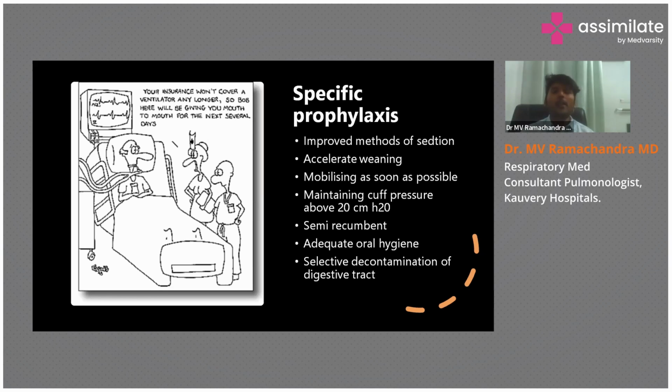So maintaining the cuff pressure. If the patient is intubated, cuff pressure should be maintained at about 20. If the cuff pressure is low, the secretions pool above the cuff and tend to go inside. They tend to develop a biofilm. So with each and every secretion, it is pushed inside and they get VAP.